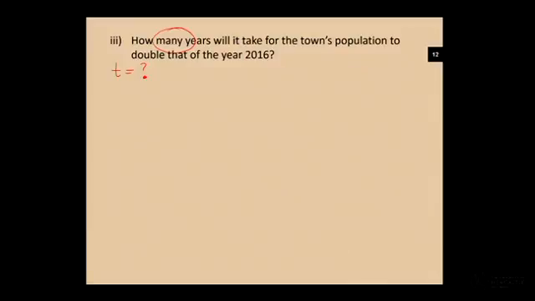How many years will it take for the town's population to double that of the year 2016? So let's get this clear. In the year 2016, which is when it started, the population was 10,000. We got told that at the very beginning of the problem. They want population to double. They want it to be double that of 2016. So that means I want 20,000 to appear as the population.